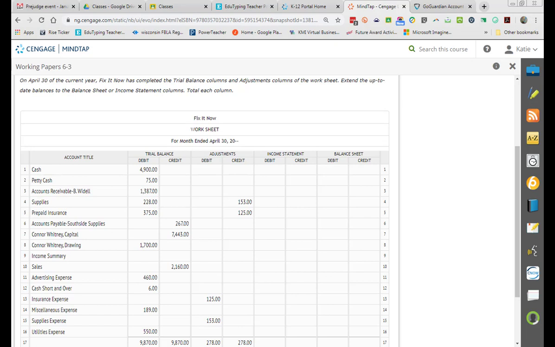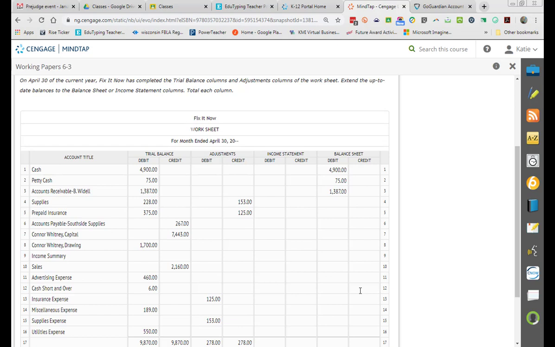I am not making debits and credits equal. I'm just taking it and putting it on the correct column, $4,900. Petty cash is what type of an account? Asset, liability, owner's equity, revenue, or expense? It is an asset. Assets go on the balance sheet. We just said that, so I'm putting $75 there. Accounts receivable, B. Waddell. Asset, liability, owner's equity, revenue, or expense? Tanner? Yes. So I put $1,387 there as a debit.